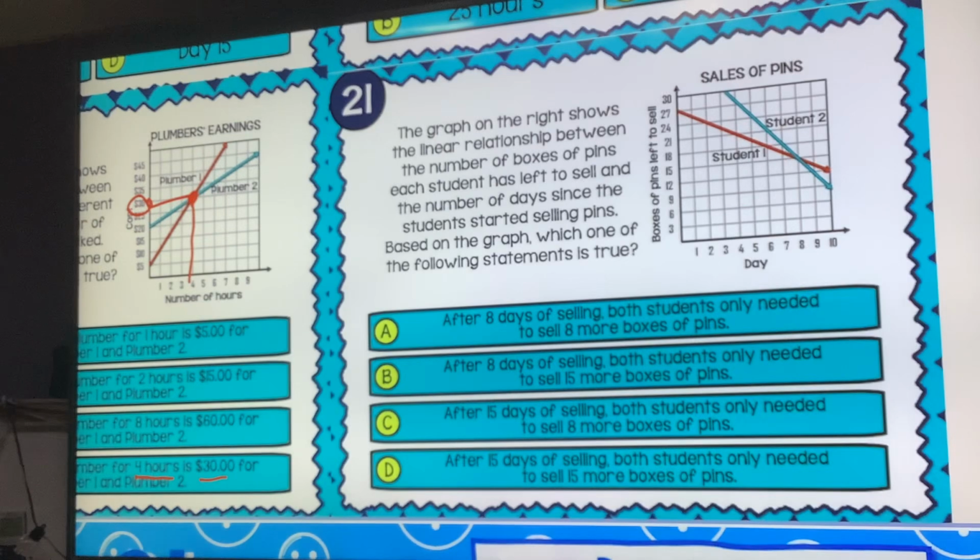You do number 21. If you need to pause, if I start talking again, pause it. Okay, the graph on the right shows a linear relationship between the number of boxes of pens each student has left to sell and the number of days since the student started selling pens. Based on the graph, which of the following is true?